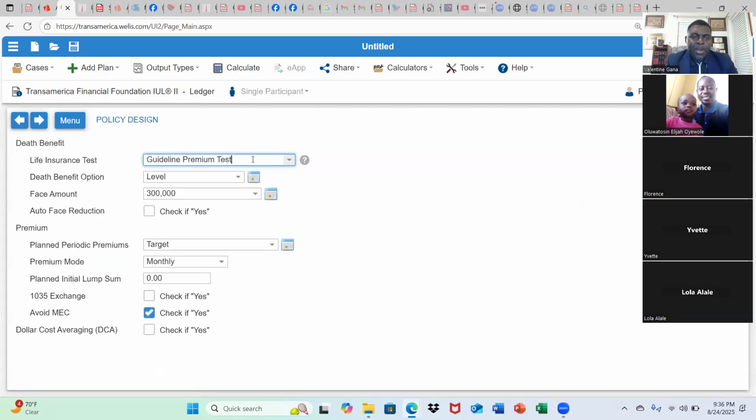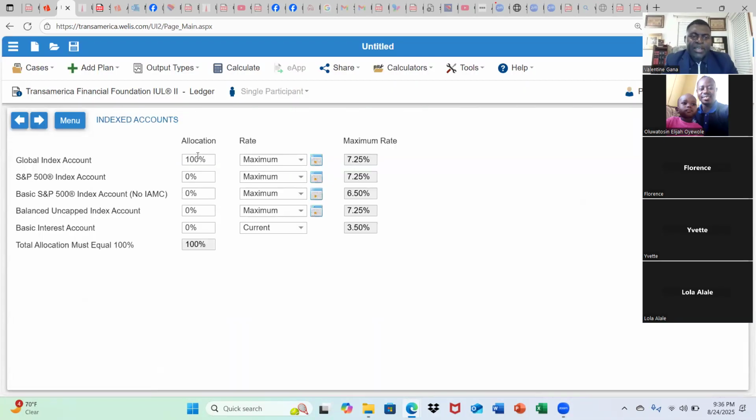I really want to give Abiola some money. So again, let's leave it at graded. Let's give him a $2 million policy. Target, which means they are paying the premium that is recommended to keep that policy active and build some good cash. As financial professionals, you direct where their money is invested. So we want to put 100% in the balance uncapped here. Okay. Let's go to the next one.